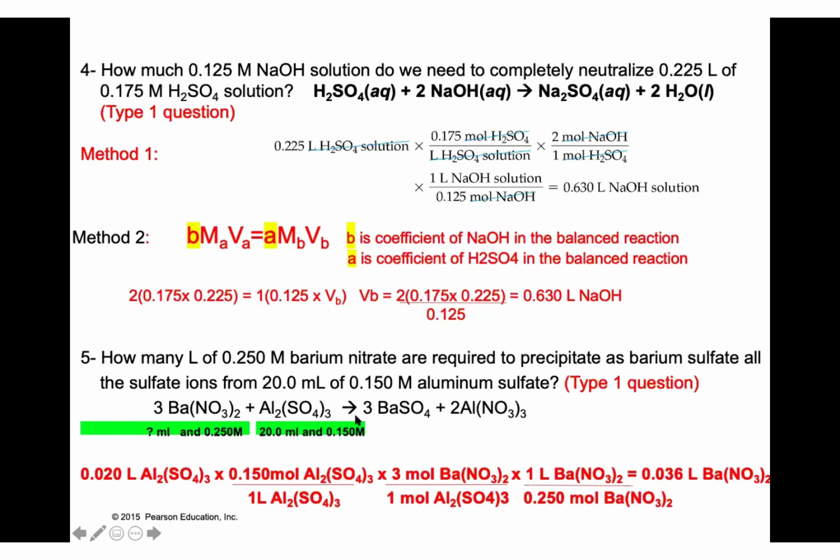I connect it to the mole of it, using the molarity. I expand the molarity of it to convert to mole. Then I use the coefficients to basically relate the aluminum sulfate to barium nitrate. Then I use the molarity of barium nitrate to find the liter of it. I want you also to do method 2 and see if you can find the same volume using method 2 for question 5.